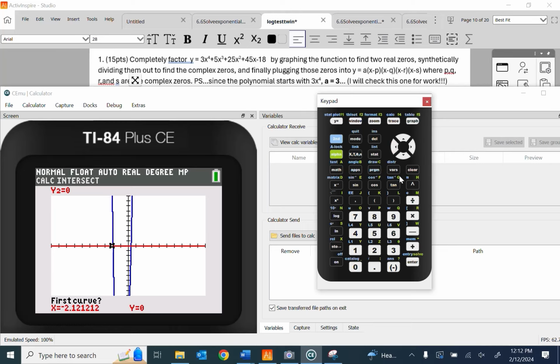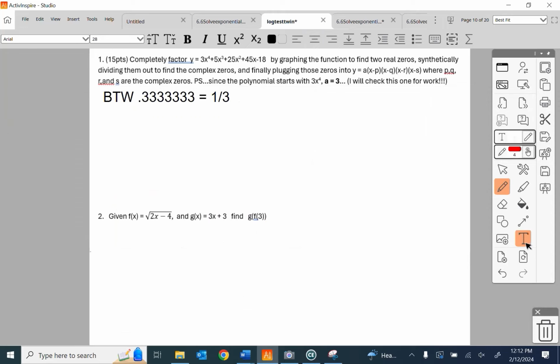Anyway, second trace 5, hit that up arrow, get on a red line because it's quicker to get there. Get close, enter, enter, enter, and the other one is -2. So my 2 zeros from the calculator were x equals -2 and 1/3.